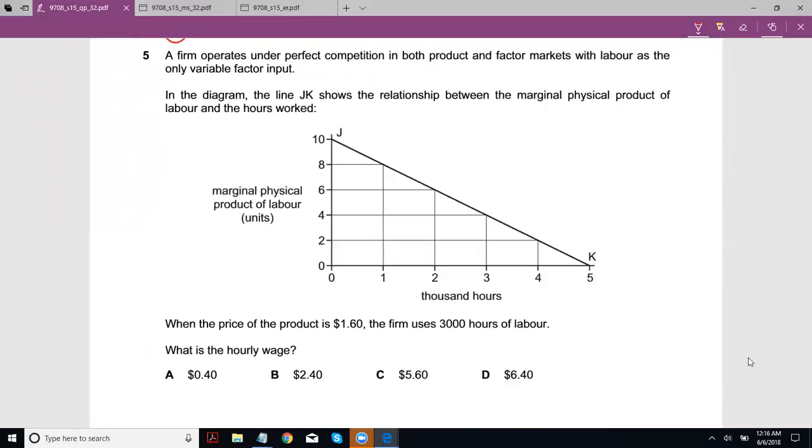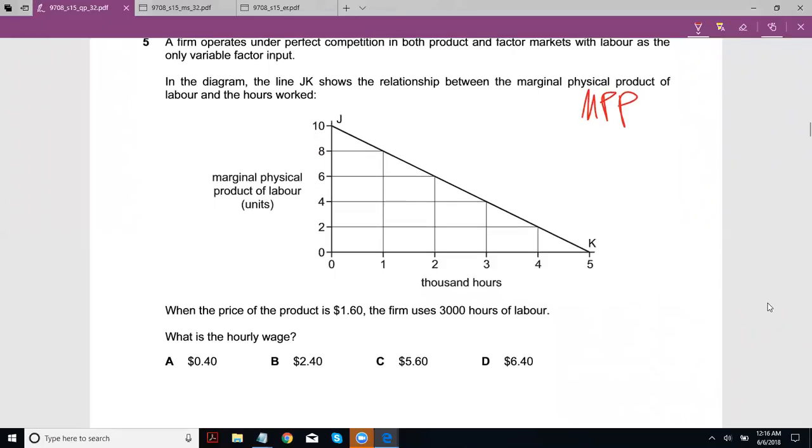A firm operates under perfect competition in both product and factor markets, with labor as the only variable factor input. In the diagram, the line JK shows the relationship between the MPP of labor and the hours worked, and it shows how the MPP is decreasing as you work more hours. The price of the product is 1.60, and the firm uses 3,000 hours of labor. What is the hourly wage?